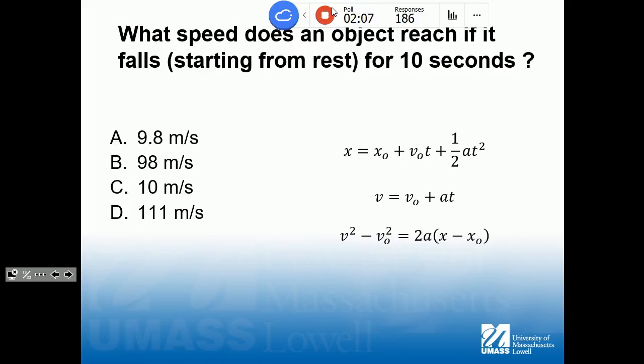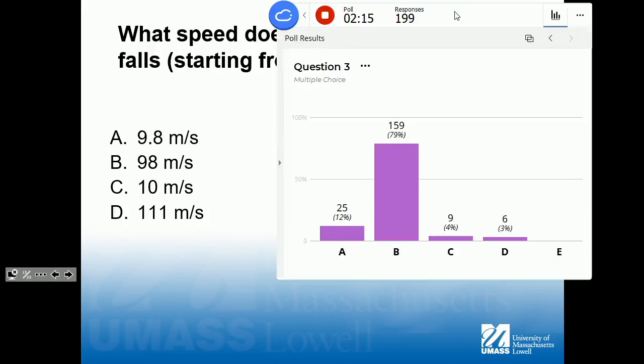Okay, I'm hoping everyone's clicked in. And no. The bright side is everyone's clicking the right answer for the most part.